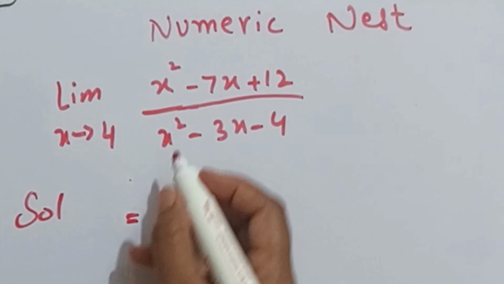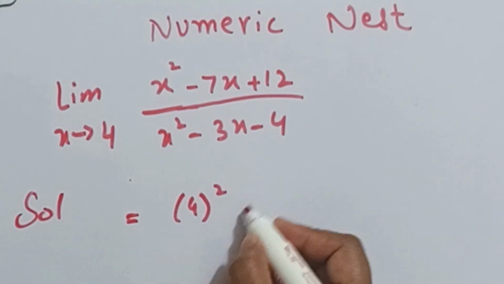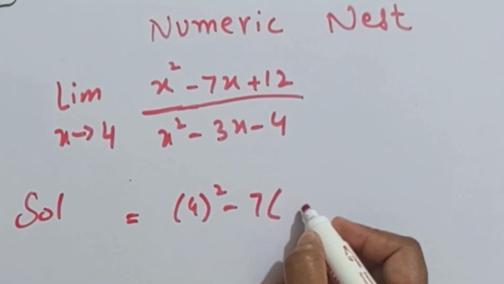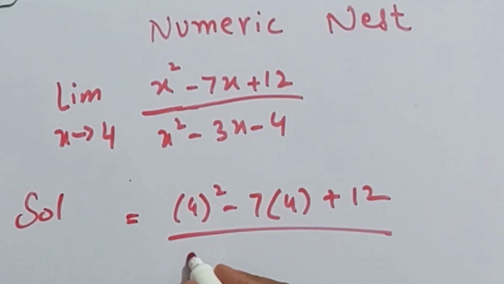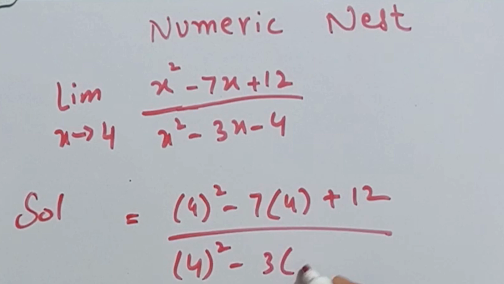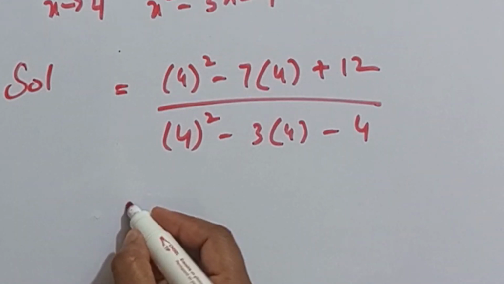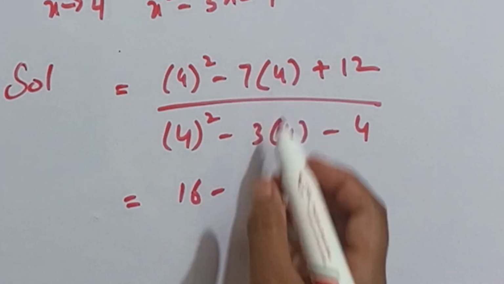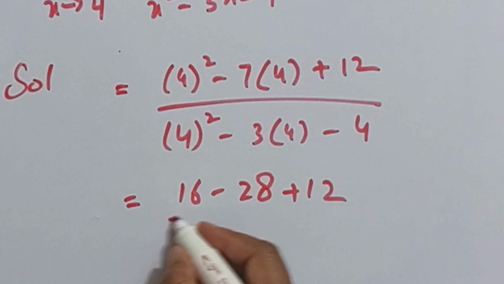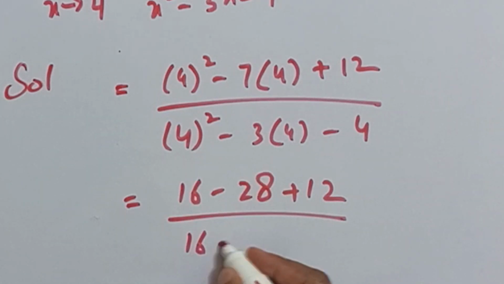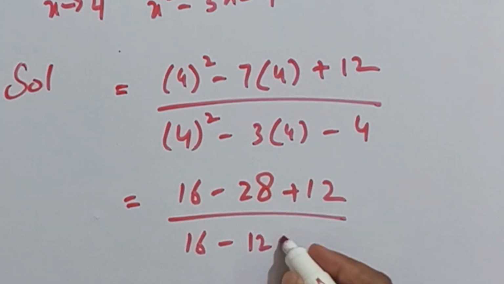So this will become 4 raised to the power 2 minus 7 multiplied by 4 plus 12, over the denominator x square, which implies x approaches 4, we have 4 square minus 3 multiplied by 4 minus 4. Now we simplify this. 4 square is 16, 7 multiplied by 4 gives 28, plus 12, over 4 square is 16, 3 multiplied by 4 is 12, minus 4.